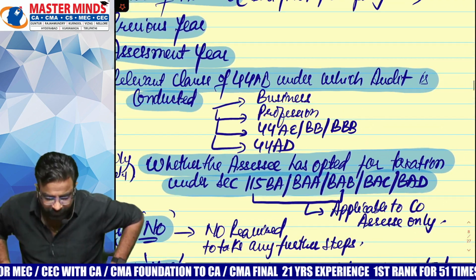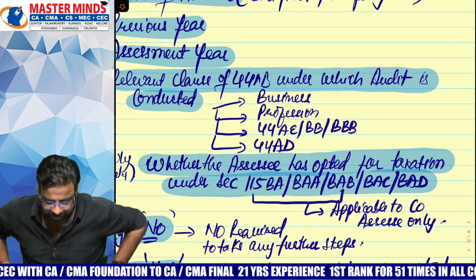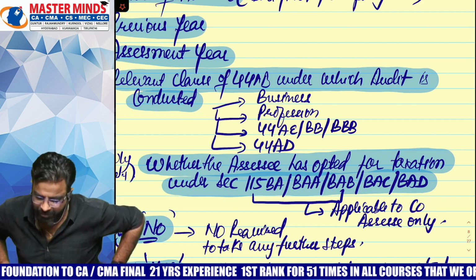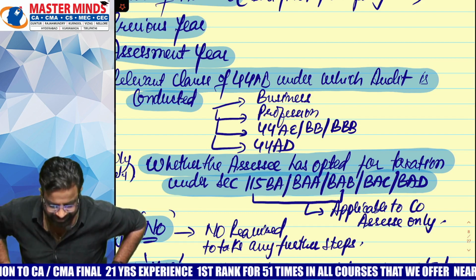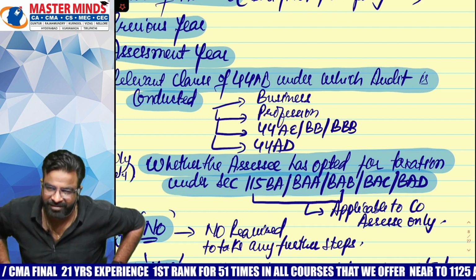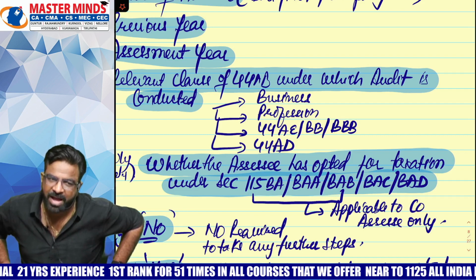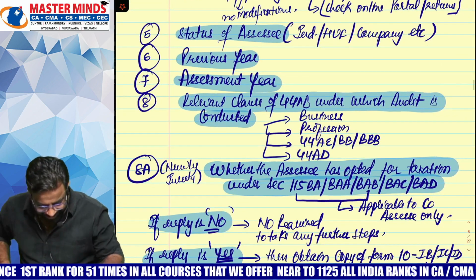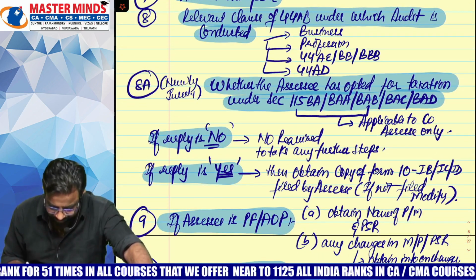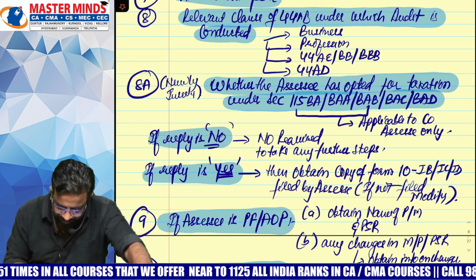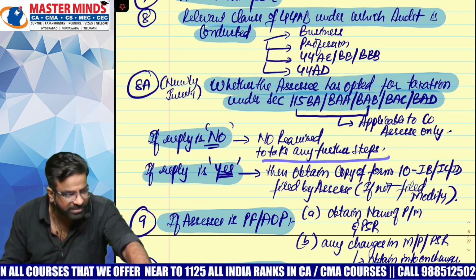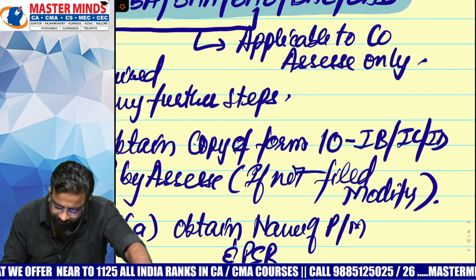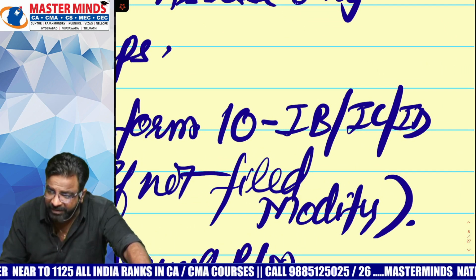What is 8A? Whether the assessee has opted for taxation under which scheme? 115BA, BAA, BAB, BAC, BAD, BAE. Correct? This is 8A. And if the reply is no, if you have not opted under a special scheme, then in that case you are not required to take any further steps. But if the reply is yes, then obtain the copy of form number 10IB, IC, ID.